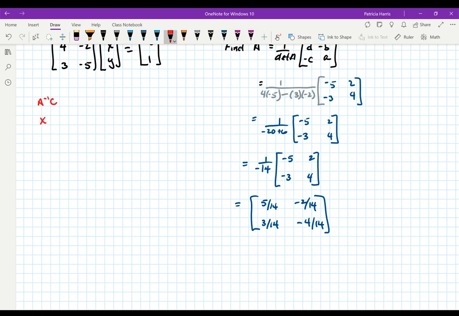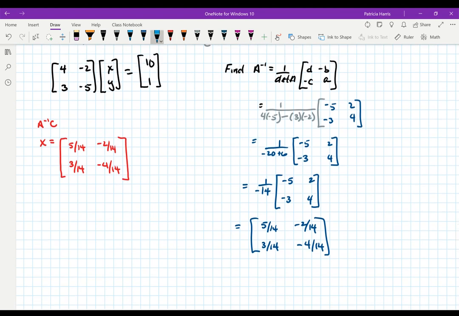So take your inverse. Notice I haven't reduced anything. And then we're going to multiply it. We have a 2 by 2 matrix multiplied by a 2 by 1 matrix, so we're going to get another 2 by 1 matrix out. Okay, here we go.